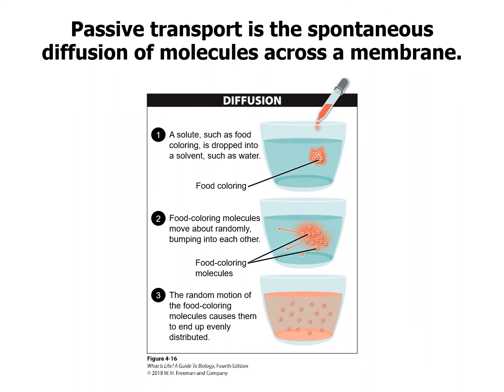So moving on to how things move into and out of cells, the first thing we're going to talk about is passive transport. It is the spontaneous diffusion, and when you see the word diffusion, I want you to immediately think movement. Diffusion is just the movement of molecules across a membrane. And passive transport, as the name implies, is going to be passive. There is no energy that is pushing those molecules to move.